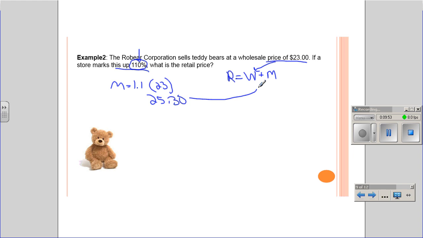So now I have my markup here. When I include these two, the wholesale price and the markup, I'm going to get an amount of $48.30, which is the retail price. Make sure you include your units. There's my retail price.